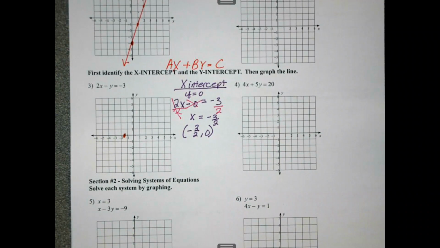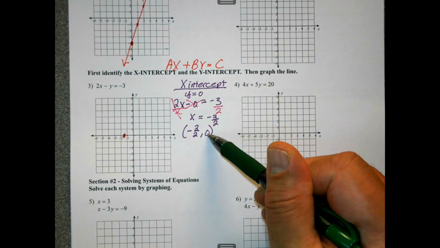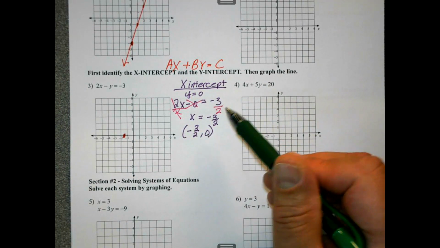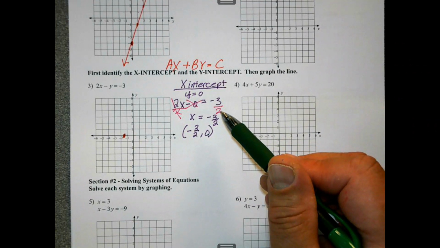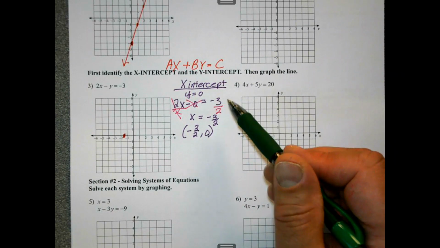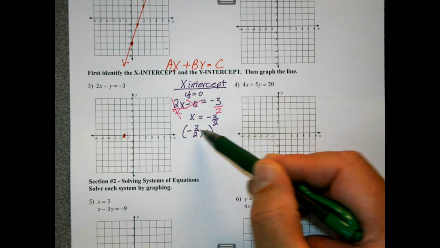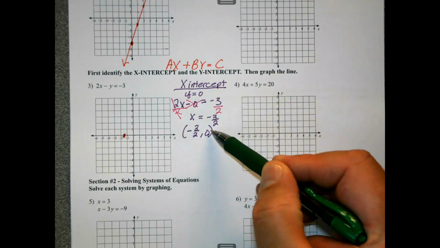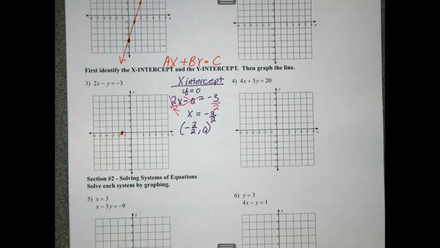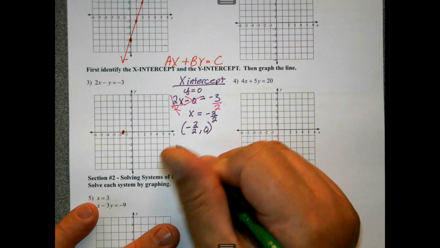Where did the 0 come from with the coordinate pair -3/2, comma 0? Where is the 0 coming from? That's my y value. Okay, thank you. All right, y-intercept.